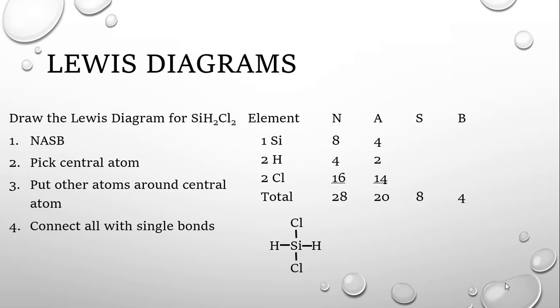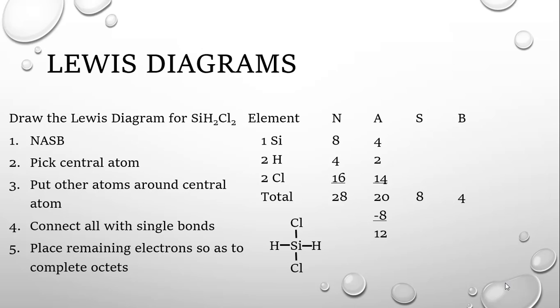Connect them all with single bonds. I have 4 single bonds, so I need to remove 8 from the available because I've used them. They're no longer available. Take the 12 remaining electrons and complete the octets. And I would go 2, 4, 6, 8, 10, 12. So now you can see that here I have 2, 4, 6, 8 valence electrons, noble gas configuration. 2, 4, 6, 8 valence electrons. 2, 4, 6, 8 valence electrons, and then 2 valence electrons, because that's all hydrogen needs for both of these.